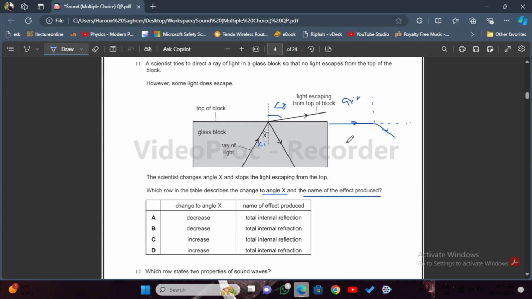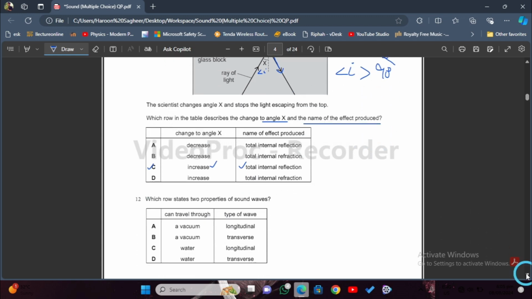So just for reference, if the angle of incidence is greater than the critical angle, then this ray will never be able to leave this block, and that will be internally reflected. This phenomenon is called total internal reflection, not refraction. So option C is the correct one, because we would have to increase the angle of incidence, and after increasing it beyond that point, the ray will be totally internally reflected. That option C is correct.